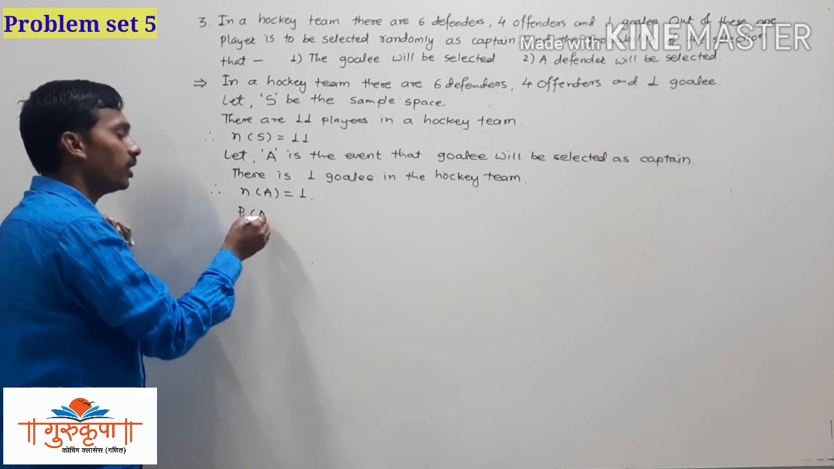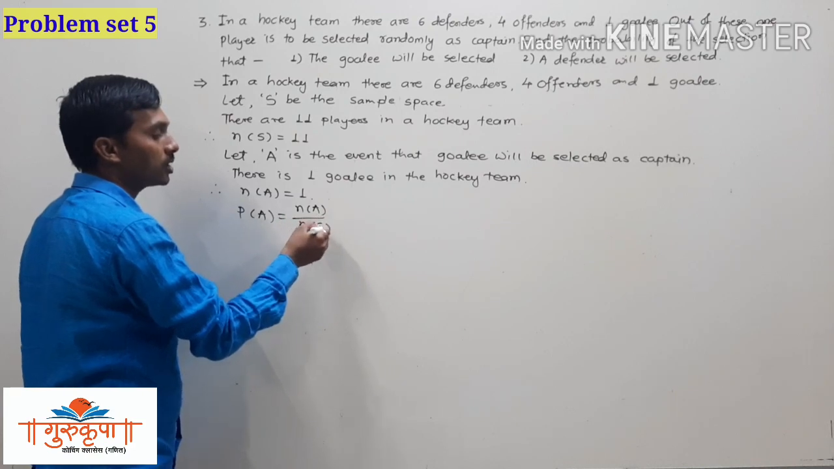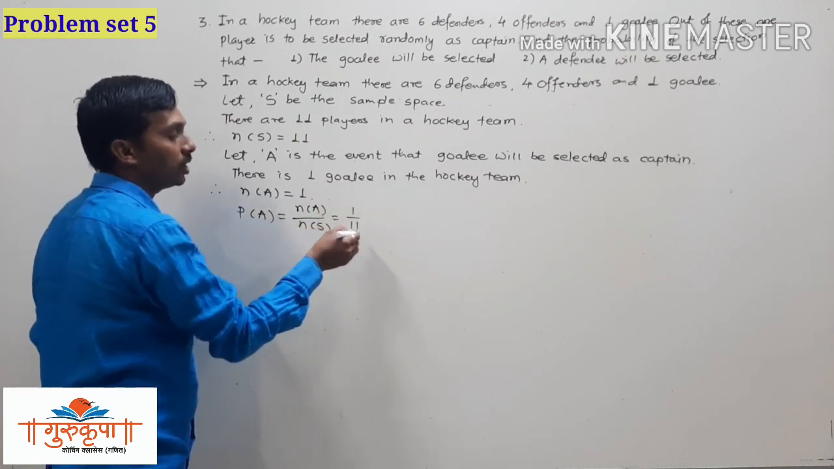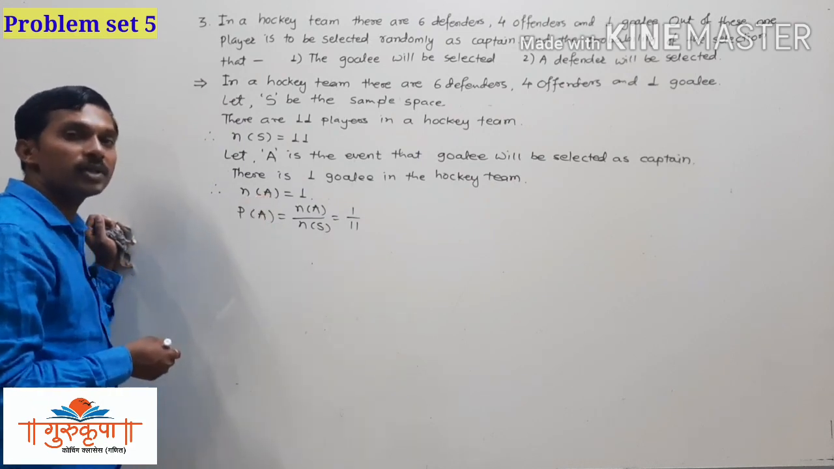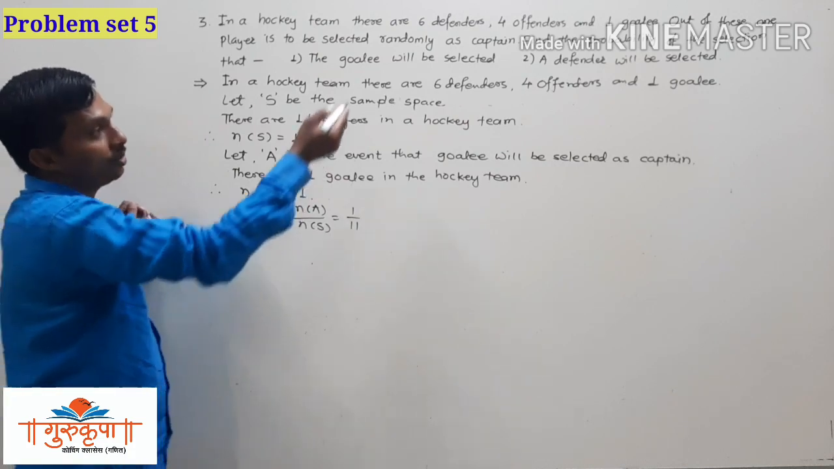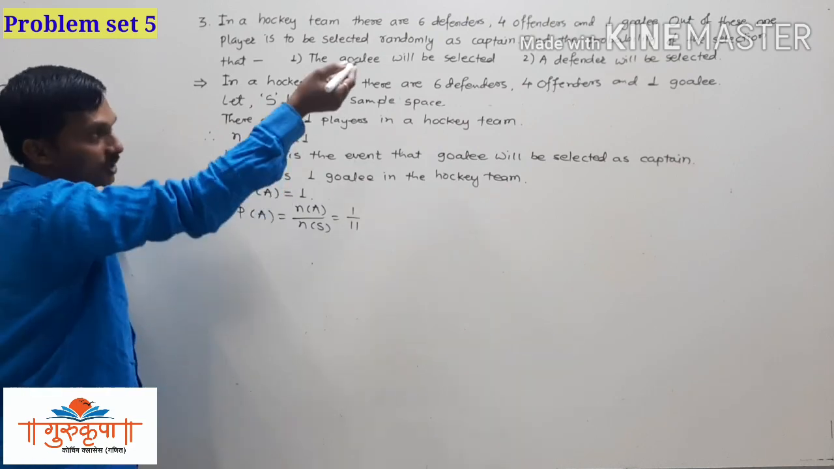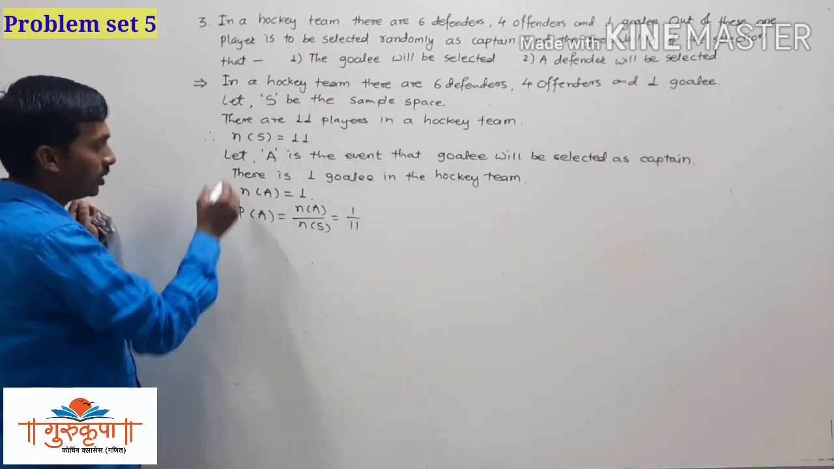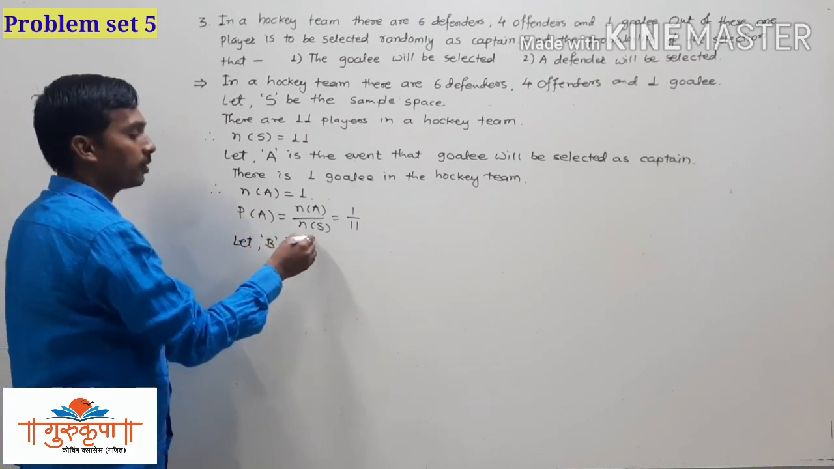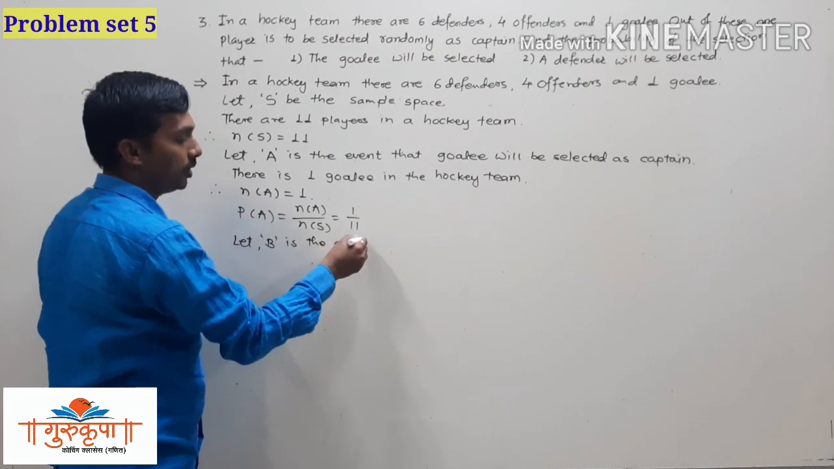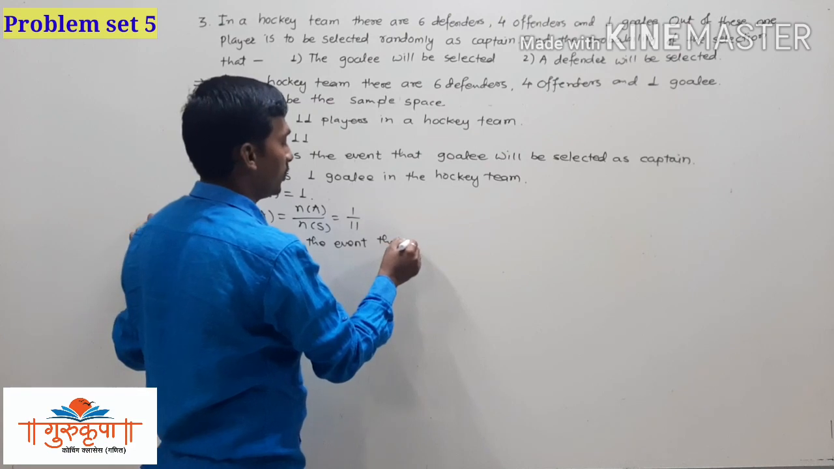So probability of A is equal to number of A upon number of S, that is equal to 1 upon 11. That is the probability of the event that the goalkeeper will be selected as captain. Now we have to find the probability that a defender will be selected as captain. So we will represent that event as event B. So here we will write, let B is the event that defender will be selected as captain.